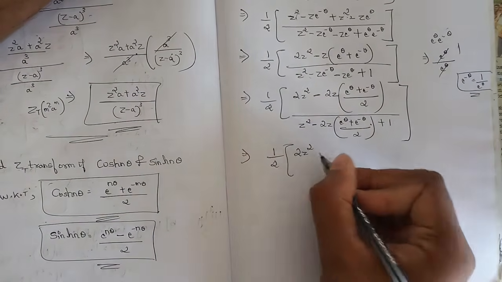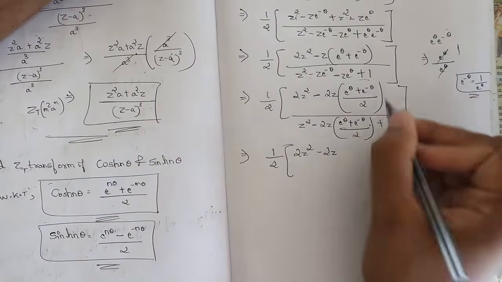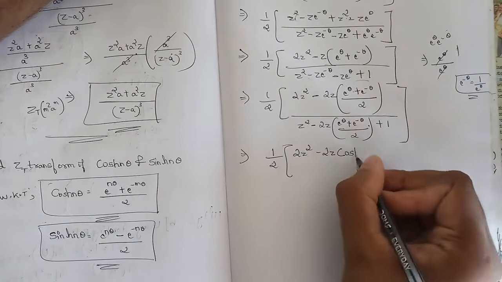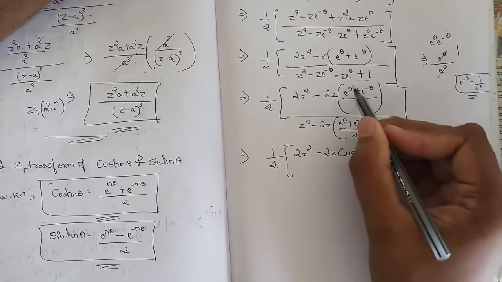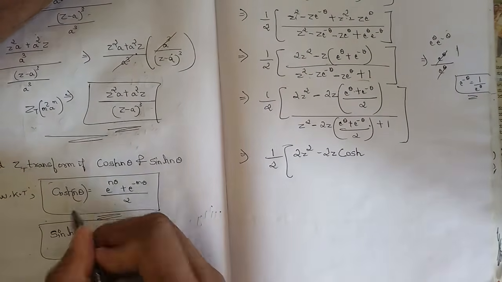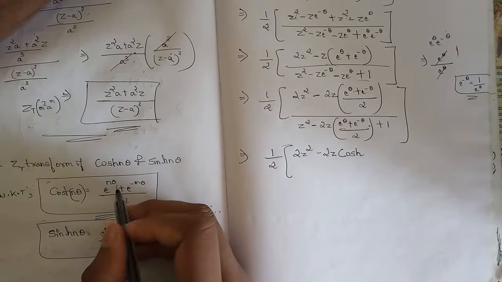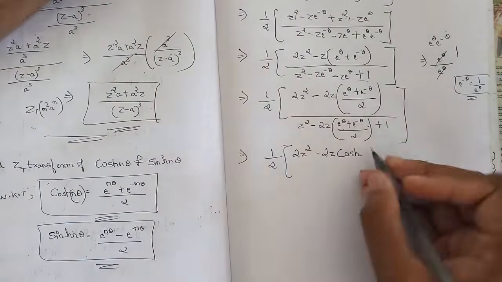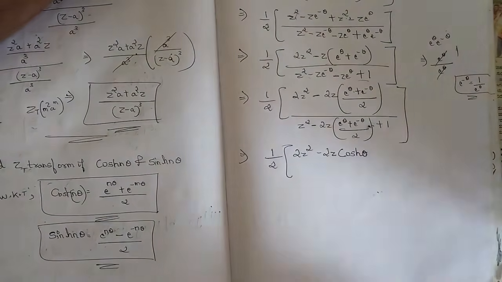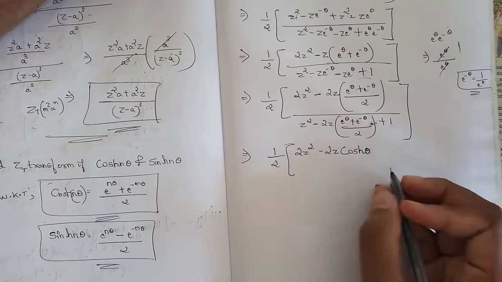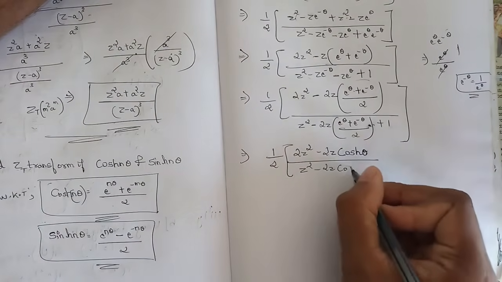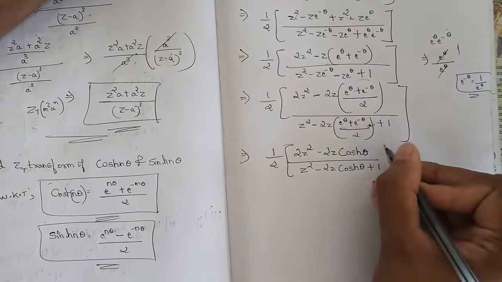So by further simplifying, what we get, minus 2z into, so this corresponds to a hyperbolic function, that is there is plus, right? So cos h. In case of cos h n theta, this n theta is the power of e, right? That only we are writing. So here also we need to write the power of e. What is the power of e here? That is theta. So cos h theta divided by z square minus 2z, again there is plus, so cos h theta plus 1.